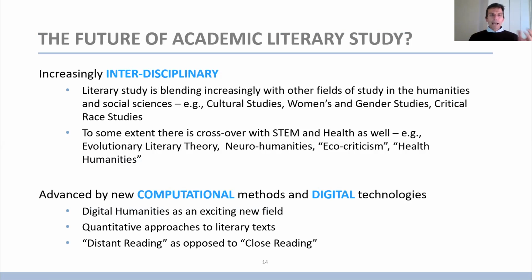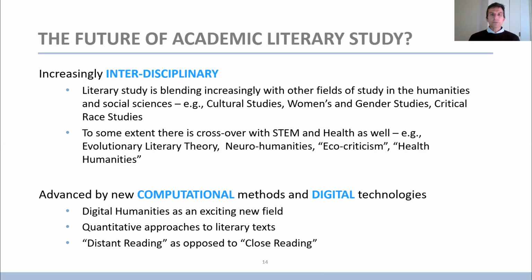So just to unpack that a little bit. Literary study is blending increasingly across other fields in the humanities and social sciences. And this is not necessarily that new. It's been happening for a couple of decades: cultural studies, women's studies, gender studies, critical race studies. That's been happening for a while, primarily across the social sciences and humanities.